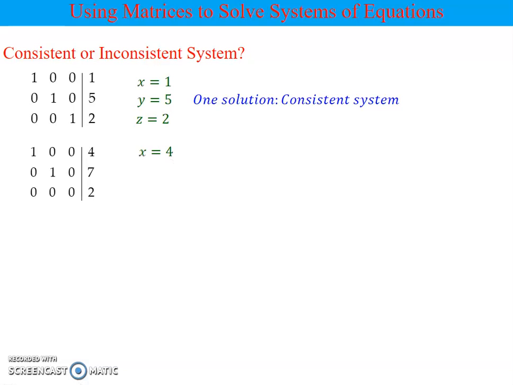In this next case, this is going to produce an inconsistent system. You'll notice on the very last row there are no variables. No x, no y, no z, but somehow that's supposed to be equal to 2. There's no way that can happen. So in this particular case, you have a contradiction, which means that this is going to be an inconsistent system because it has no solution.